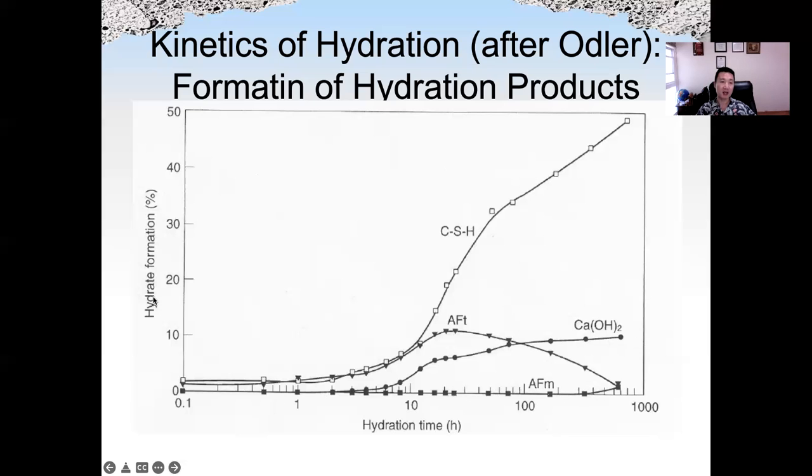So here shows the hydration product formation as a percentage. As we can see from here, CSH will occupy the majority of the hydration product, followed by AFT and the calcium hydroxide, which is about 20%. AFM is the minor product.